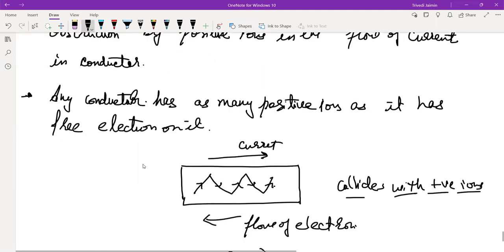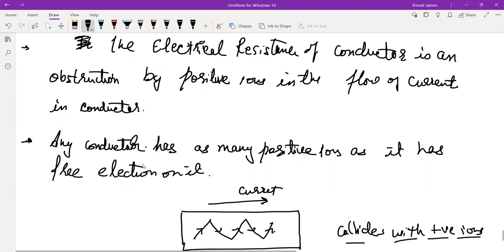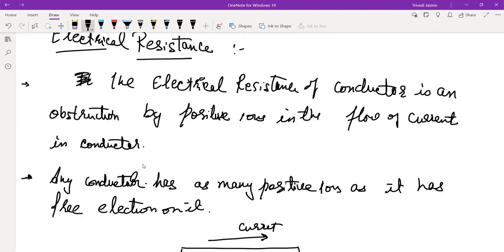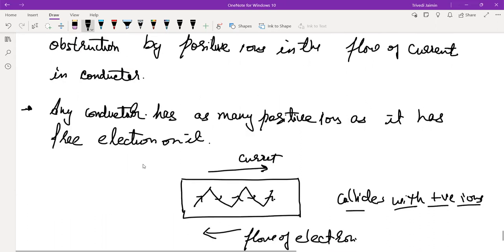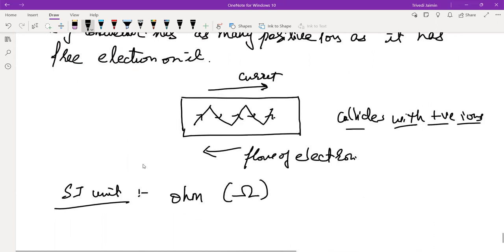So what is resistance? Have you understood? Resistance is an obstruction in the flow of current. What is the obstruction? Positive ions. For conductors, there are positive ions. Everyone understood what resistance is? Am I audible to all? Yes, sir.